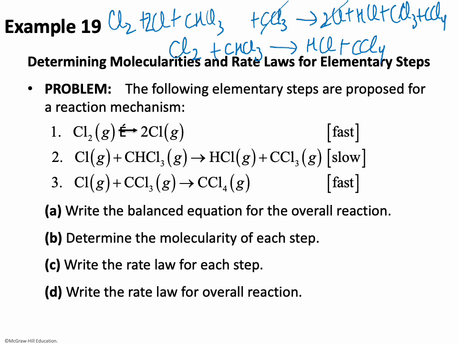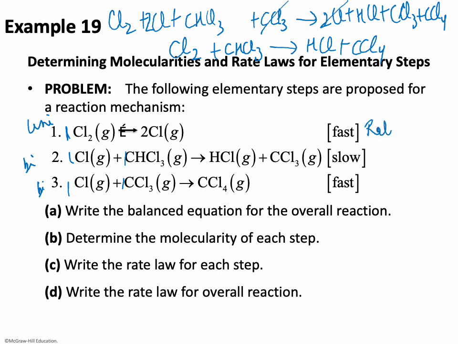Now, determine the molecularity of each step. This is one reactant, so it's 1, unimolecular. This is 1 plus 1, so this is bimolecular, and this is 1 plus 1 again, so this is also bimolecular. Write the rate law for each step.